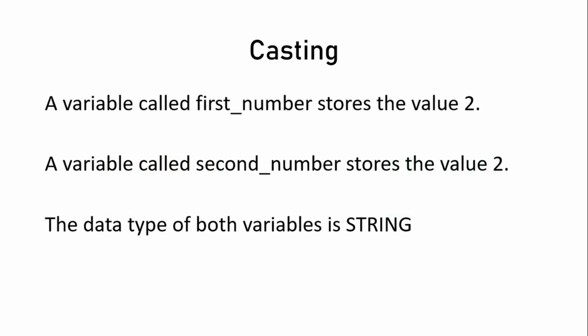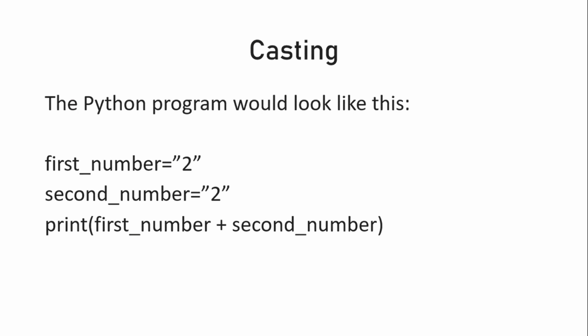Here we have two variables, first number and second number. They both store the value 2 in this particular case, and both variables have the data type string. The Python program here assigns the value 2 as a string to each of the variables. The print statement will output 22 rather than 4, as the values are not seen as whole numbers but as elements in a string.